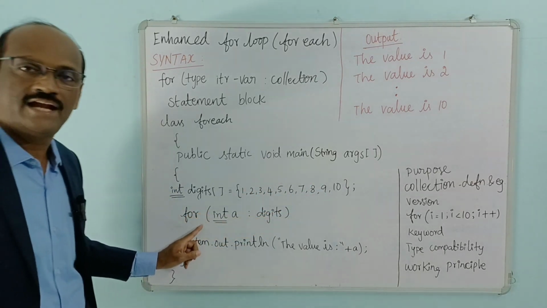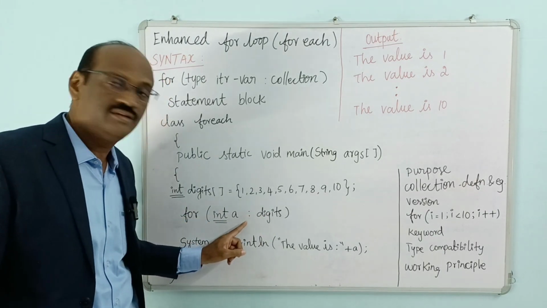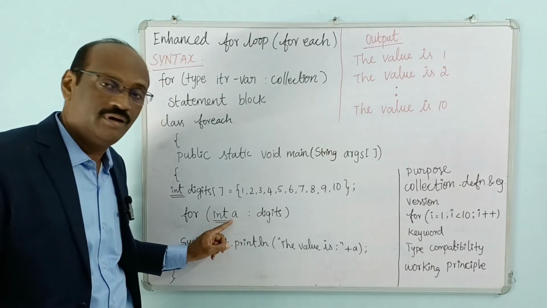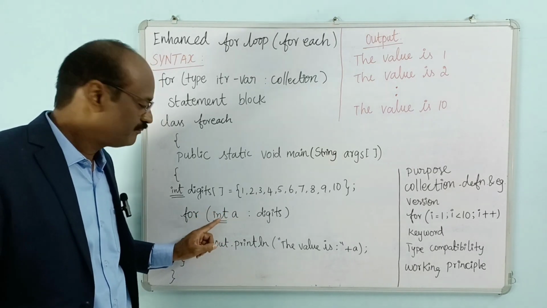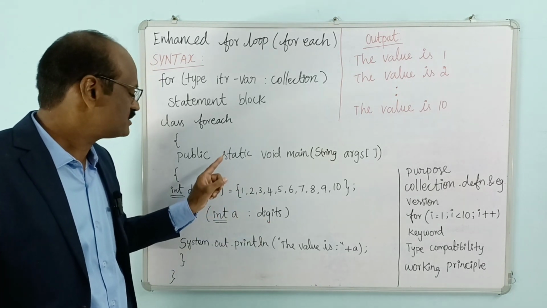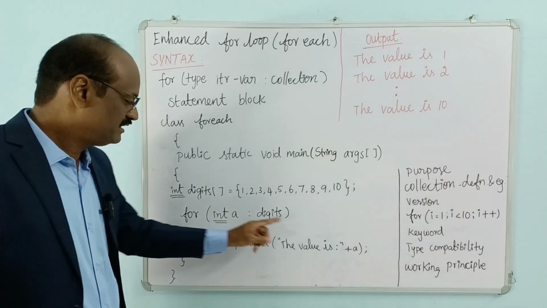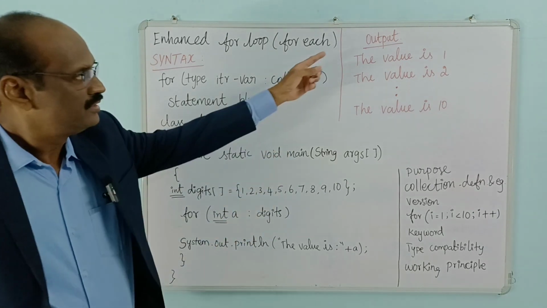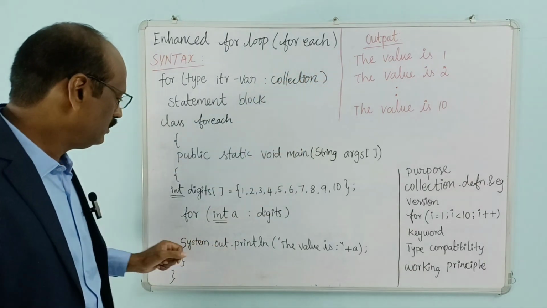Here we are using the enhanced for loop. For is a keyword. Within a pair of parentheses, I'm using the colon symbol. Before the colon symbol, I have to mention the name of the iterative variable. Before the name of the iterative variable, I have to mention the data type of the iterative variable. After the colon symbol, I have to mention the name of the collection, digits. After that, by using the System.out.println statement, I will print the values in the output. The values from 1 to 10 will be displayed in the output.